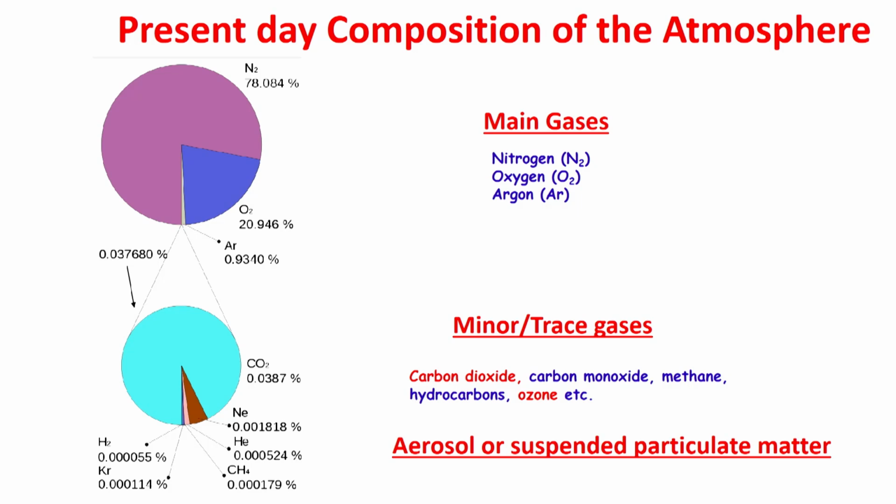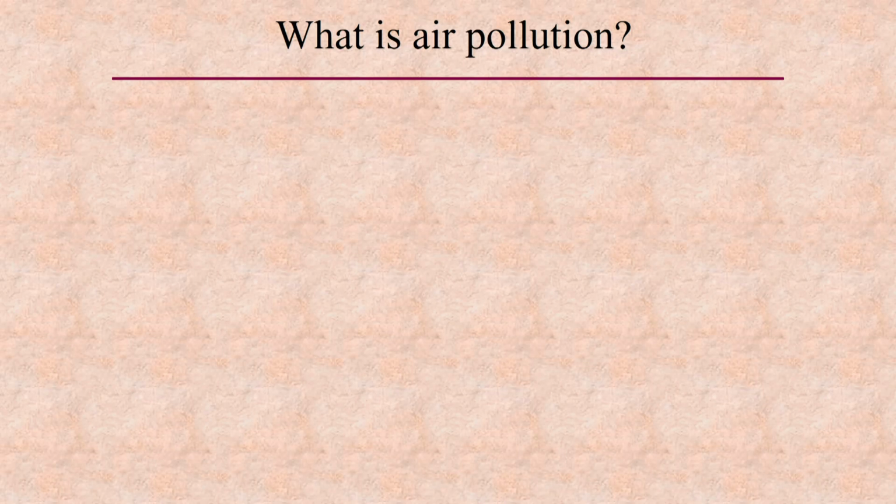And then apart from the gases, we have aerosol or suspended particulate matter. So, basically what do you have in the atmosphere now? I hope that is clear. In the atmosphere we have gases and some particulate matter. In the gases we have the main gases, nitrogen, oxygen and argon, and then trace gases: carbon dioxide, carbon monoxide, methane, hydrocarbons, ozone, etc. And the particulate matter we generally call suspended particulate matter or aerosol. These are the two things that are there, and we will talk about how they become air pollution.